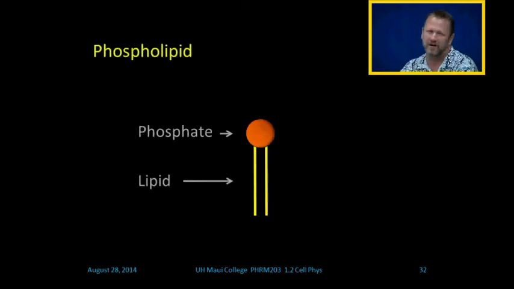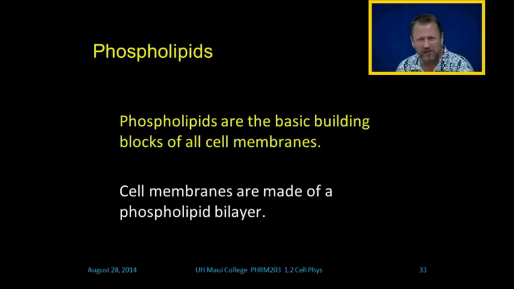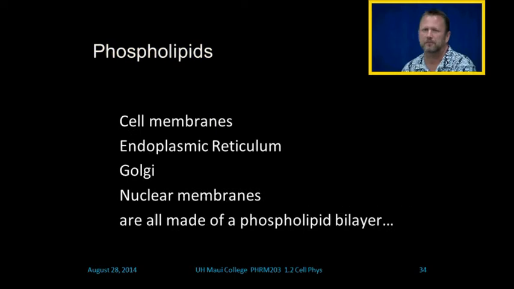So let's take a look at phospholipids. Unfortunately, the nomenclature is very simple. There is a phospho and a lipid. Phospholipids are the basic building blocks of all cell membranes. And so cell membranes are made up of phospholipids, a phospholipid bilayer. By the way, that phospholipid bilayer that you know as the cell membrane also makes up the endoplasmic reticulum, the Golgi. The nuclear membrane is also made up of a phospholipid bilayer, to make things even more complicated. So this phospholipid bilayer is more than just the cell membrane. There's stuff going on inside of the cell that the phospholipid bilayer is involved in.